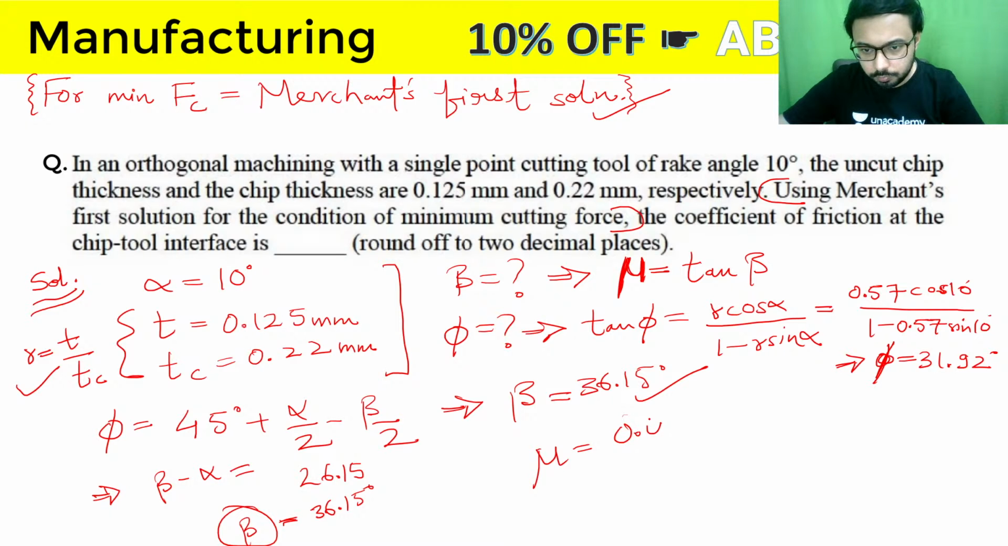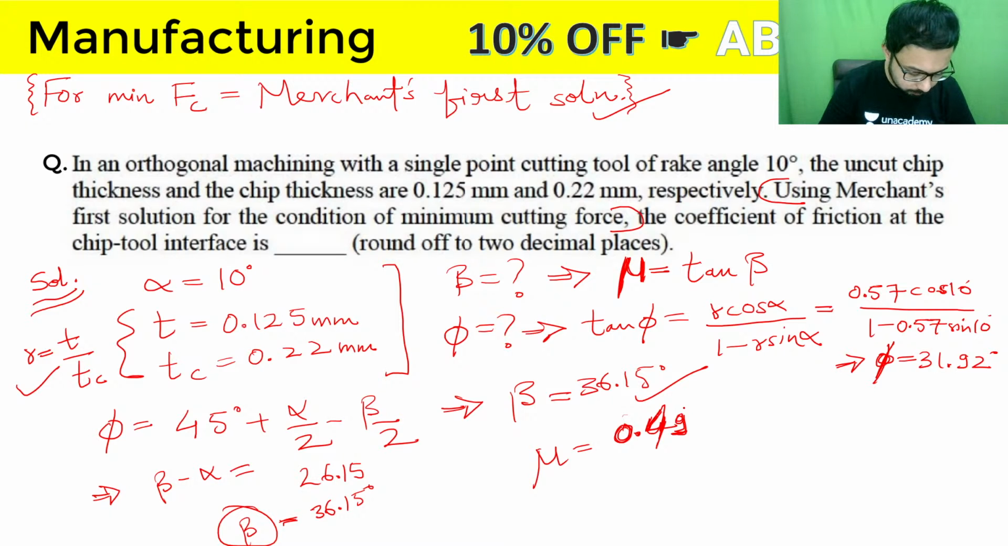This is the answer. This is the thing that we needed to calculate here, that beta is coming out as 36 degrees, and mu is coming out as 0.49. So in this question again it is given that in orthogonal machining with a single point cutting tool, the rake angle, uncut chip thickness, and chip thickness are given as the following. And after that, what we have calculated first is phi.